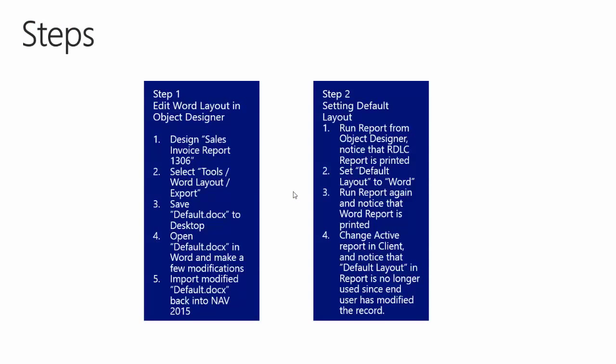So we're now at step number 2, setting the default layout property. First, we will run the report from the Object Designer, and then we'll notice that the RDLC report is printed and not the Word report which we just changed. We'll then change the default layout to Word, then we'll run the report again, and then we'll notice that the Word report is now printed. We will then go and change the active report in the client and notice that the default layout in the report is no longer used since the end user has modified the record.